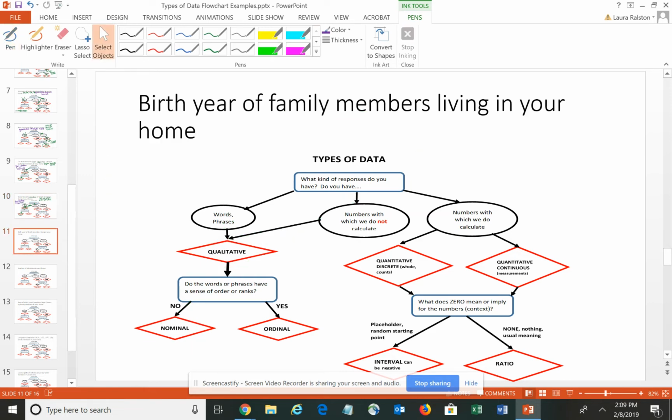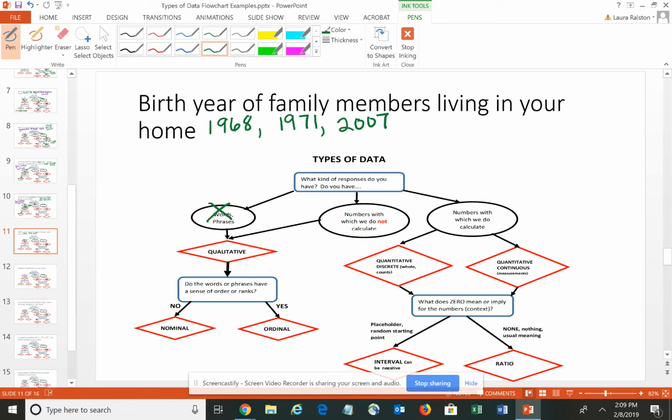Okay, the birth year of family members living in your home. Again, think about the response you would get if you walked up to someone and said, what year were you born? You might have values like 1968, 1971, 2007. Again, you're getting numbers, okay? So it's definitely not words or phrases.